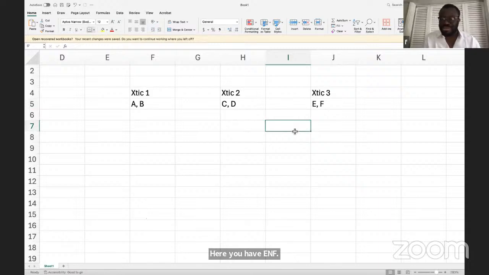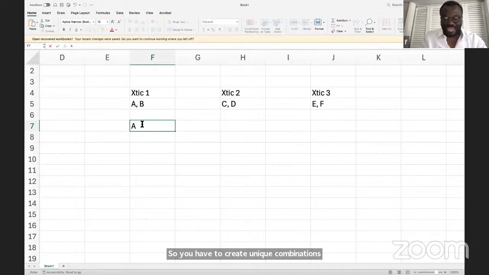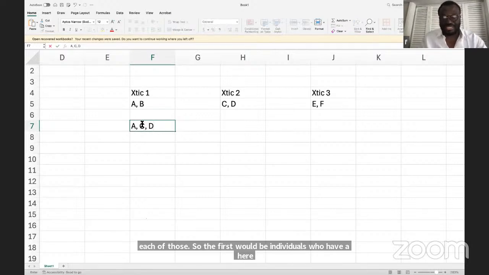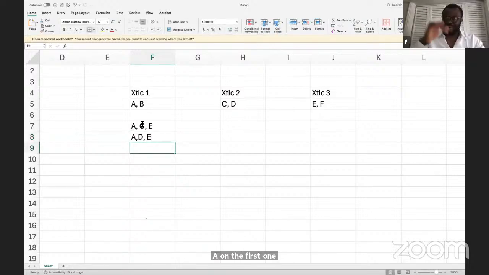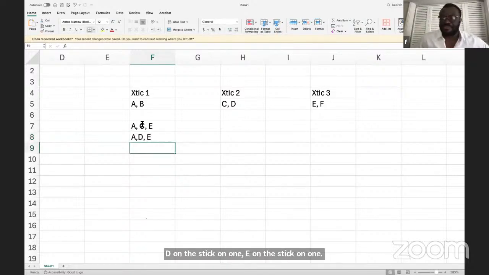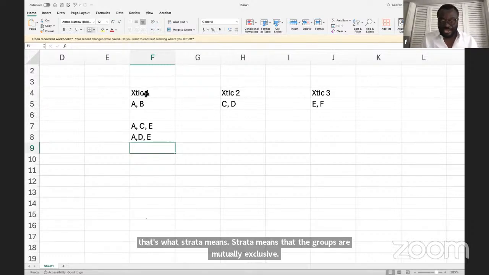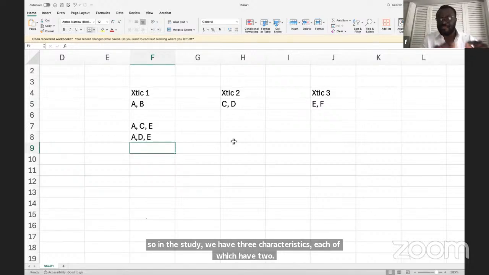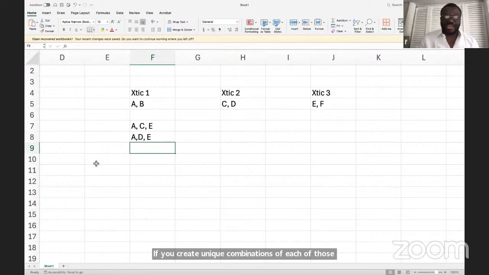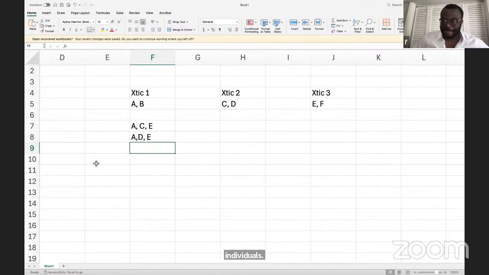So you have to create unique combinations for each of those. The first will be individuals who have A here, C on the second one, E on the third one. The next one, A on the first one, D on the second one, E on the third one, and so on. So you are creating unique combinations of every single value. That's what strata means. Strata means that the groups are mutually exclusive. And so in the study, we have 3 characteristics, each of which has 2. If you create unique combinations of each of those individuals, then you're going to have 8 groups. Does that make sense?